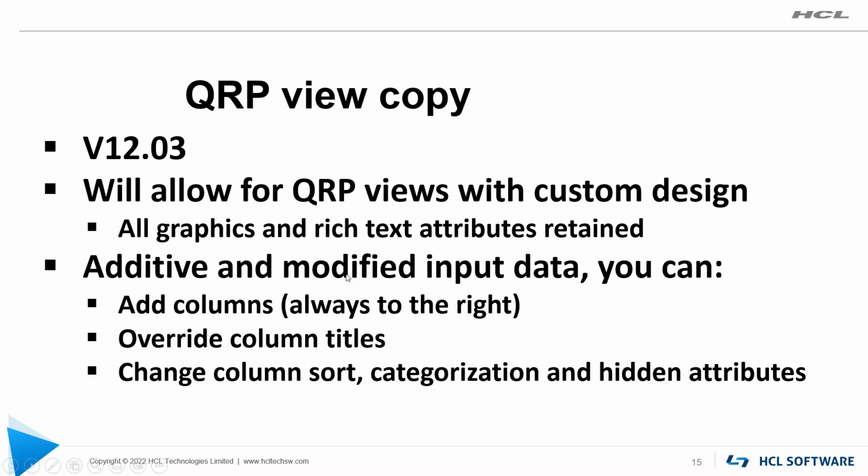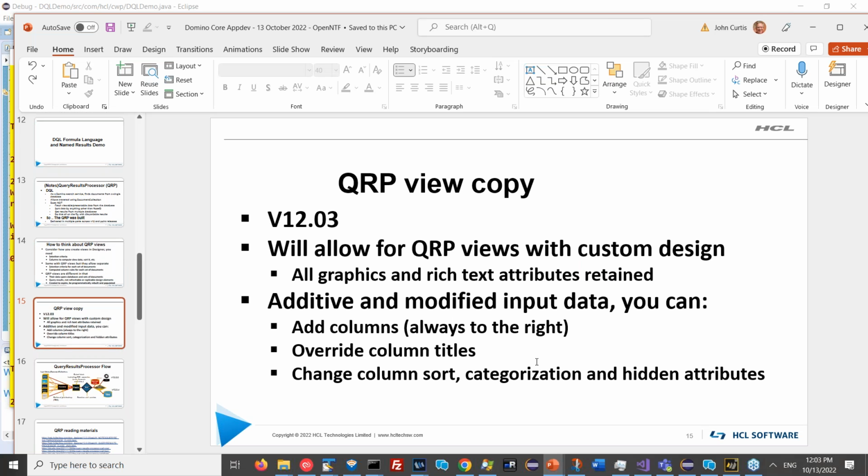So I'm going to demonstrate this, version 14. It will allow you basically to copy a QRP from a custom design. All the graphics, all the rich text attributes are retained, and you can be additive. You can add a column, you can override column titles. I'll show you that. You can change the column sort, categorization, hidden attributes. Okay, let's show you that.